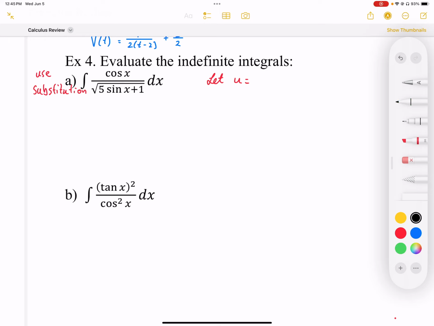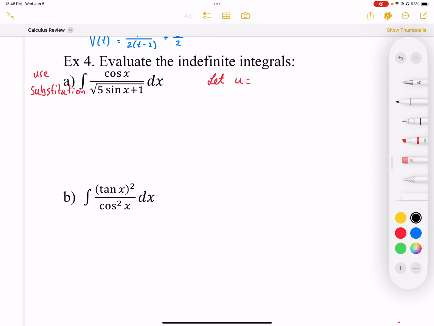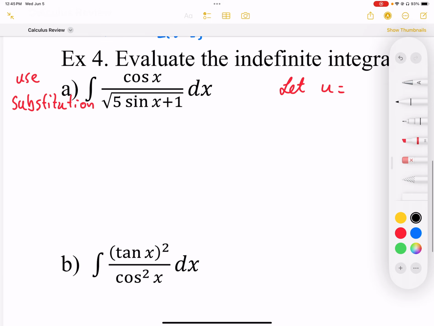In this problem, we're being asked to evaluate the indefinite integrals. Now, when we look at these integrals, we have to ask ourselves, is this a standard integral? Is it power rule? If it's neither of those, or we can do a rearrangement, if we can't do any of those, we need to think of substitution. So in this case, there's no formula for this. This is not power rule. There's no rearrangements. So we're going to try substitution.